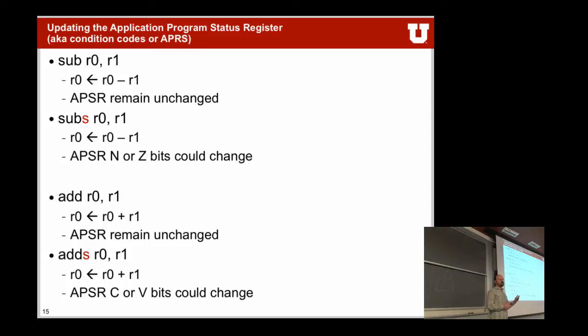Also from last time, just a reminder, there's a difference in when a function is updating the status register and when it is not. If it has an S at the end, it will update the status register. If it doesn't have an S, it will not update the status register. Any questions so far on the topics that we had last time?